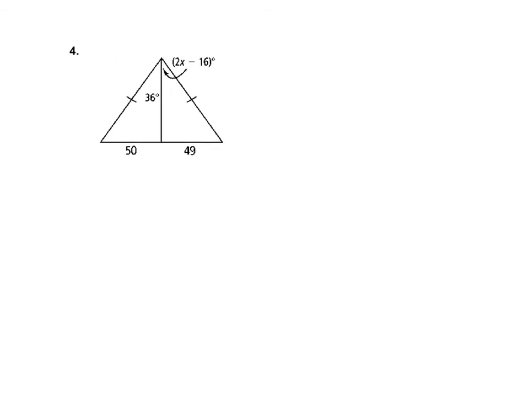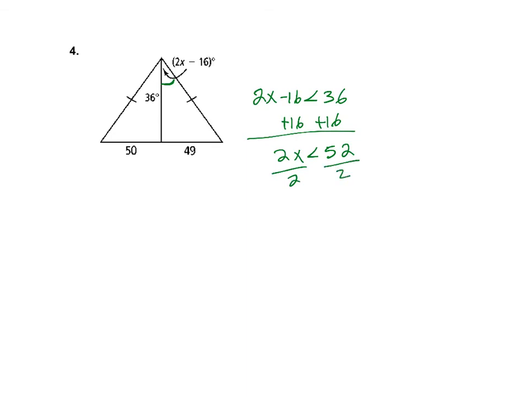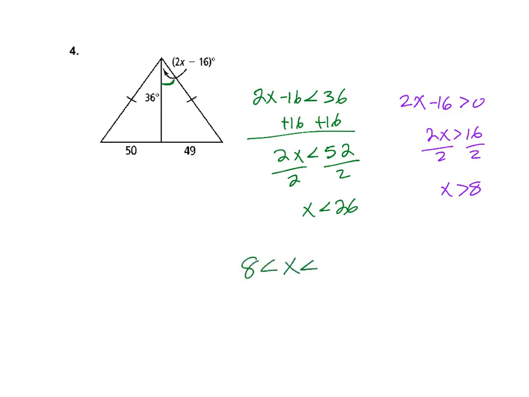Again, so I'm going to check. This one has to be less than 36. So 2x minus 16 has to be less than 36. So plus 16 on both sides. So 2x is less than 52, and divided by 2, that means that x has to be less than 26. But again, 2x minus 16 has to be greater than 0. So 2x is greater than 16, divided by 2, so x has to be greater than 8. So my range of values is that x is going to be between 8 and 26.